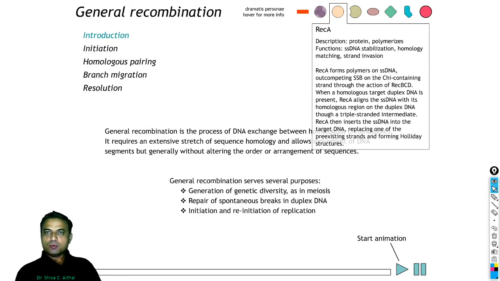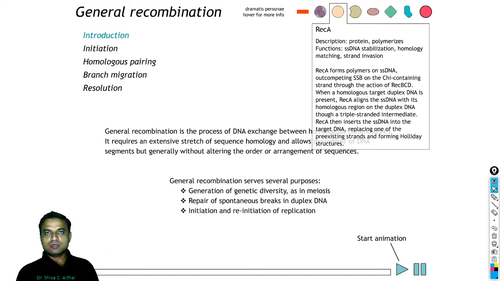RecA is a protein which polymerizes, that is, it is a polymerizing protein. Its function is to provide stability to the single-stranded DNA and match the homology, that is, homologous sequences. As I said, the endogenome is double-stranded, the exogenome may be single-stranded. So you have 3 strands which should be in homology, that is, the sequence of nitrogen bases in all these 3 should be the same. Again and again a question may arise in your mind: if all the 3 sequences are similar in their nitrogen base arrangements, then why is there a necessity for recombination? I have already explained this with respect to the methylation process.